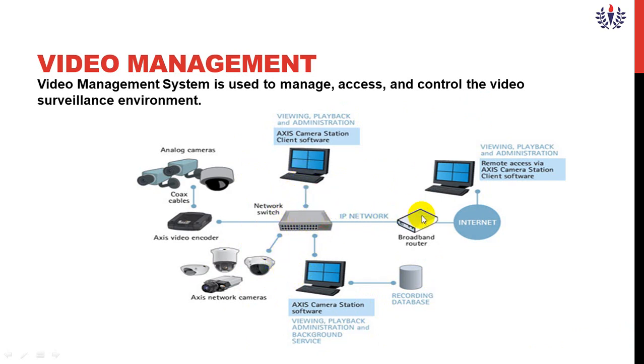network device, which will be operated over the internet through an online portal. Now this whole system will be monitored, that is, the access network cameras. Access network cameras means they are pointed at a 360 degree angle. And the next one is the access video encoder for analog cameras. Between the analog cameras and the access video encoder, there will be a coaxial cable.